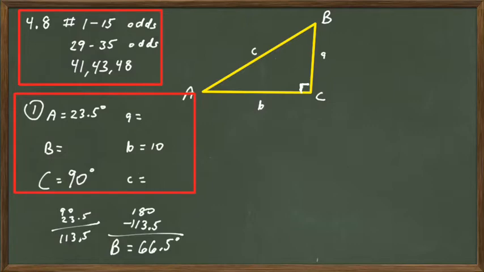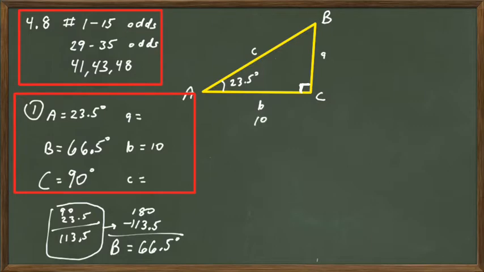Now, when it's marked with a right angle, you know that angle C is 90. Total degrees is 180 in a triangle, so I added 23 and 90 and subtracted that from 180 to get B to be about 66.5 degrees. Now, I need to find side A or side C. We could label it. Perhaps that would make it a little easier. Do I know angle A is 23.5 degrees? Do I know side B is 10?